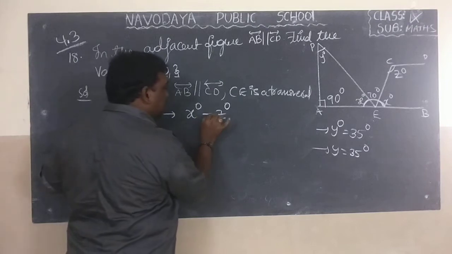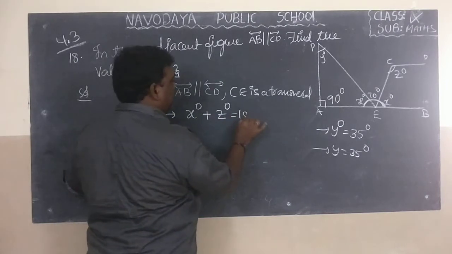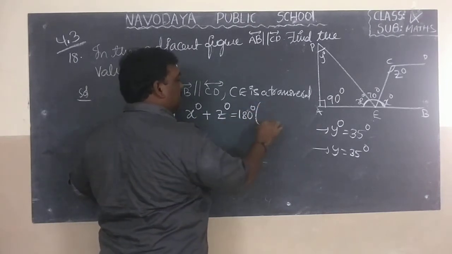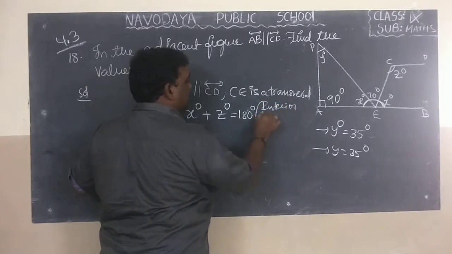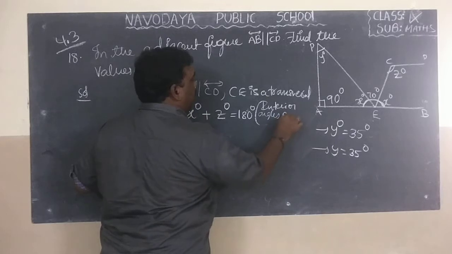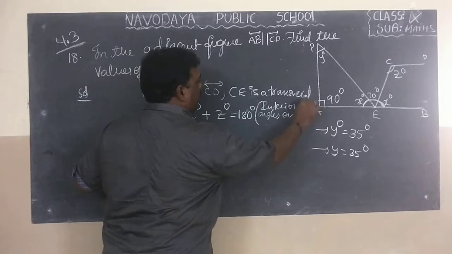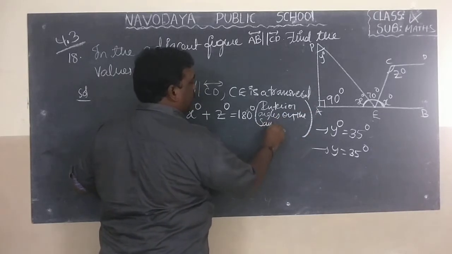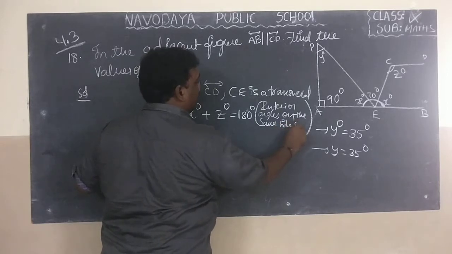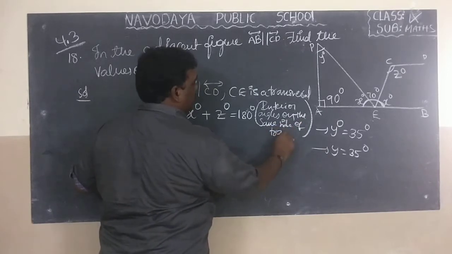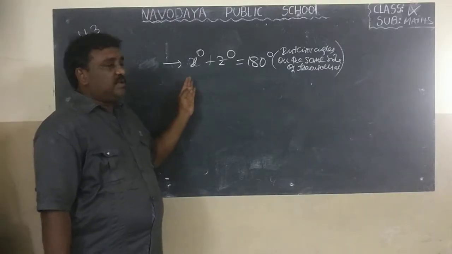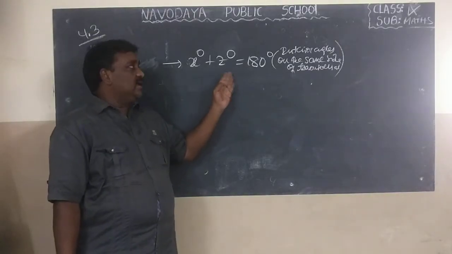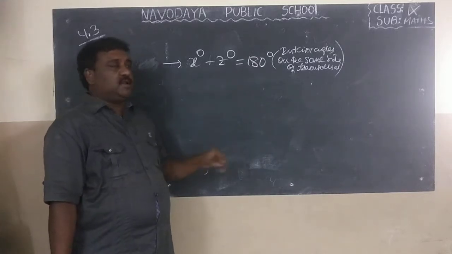So x degrees plus z degrees equal to 180. Reason. What is the reason? Interior angles on the same side of the transversal. Interior angles on the same side of the transversal.